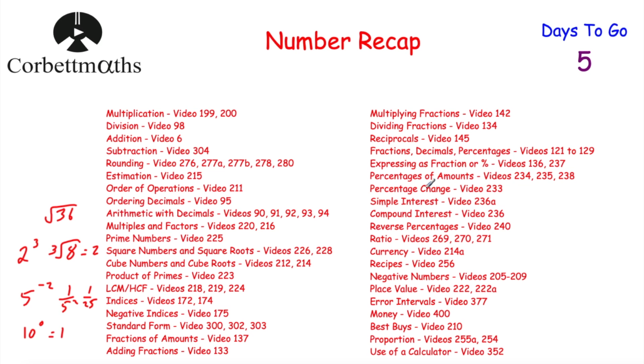Percentage change, that's change divided by original times 100. Simple interest, well, that's where the interest is the same every single year. So you just work out whatever percentage it is and then just add that amount on every single year.